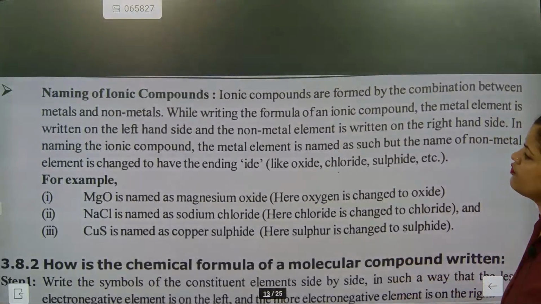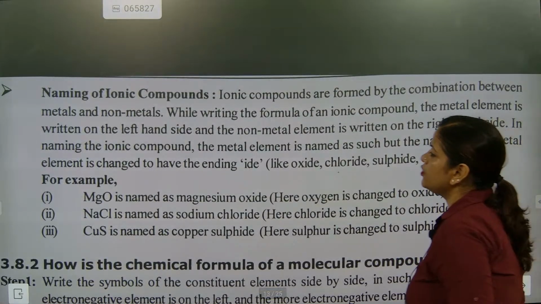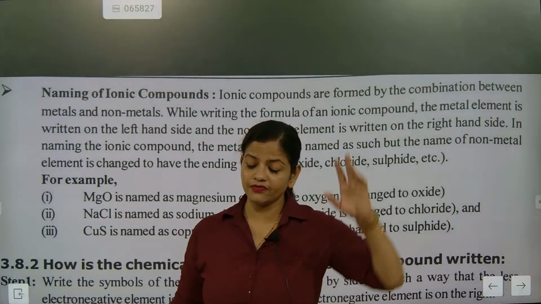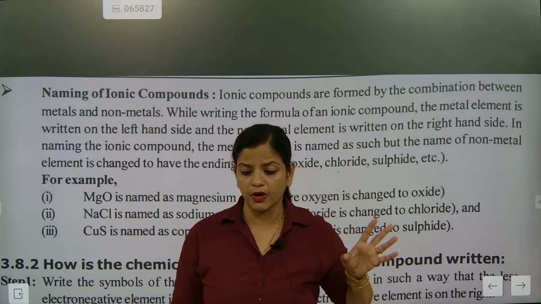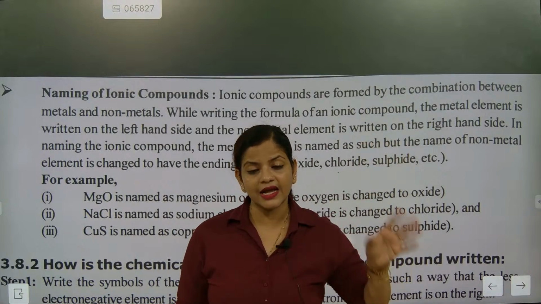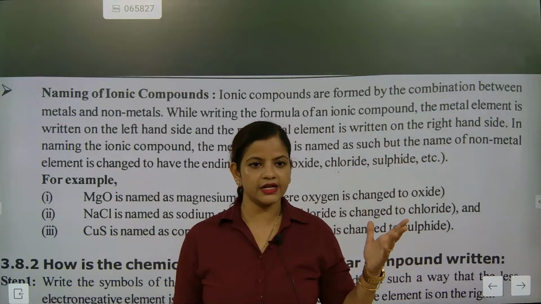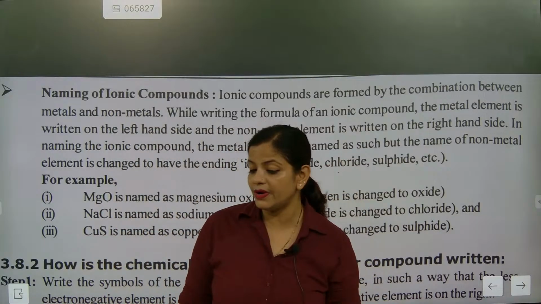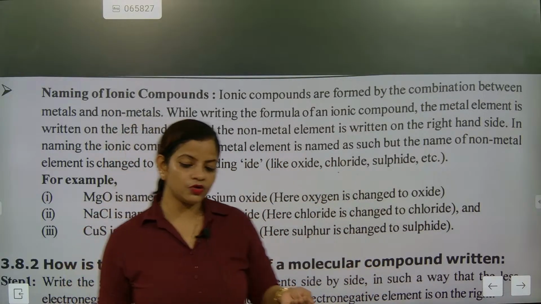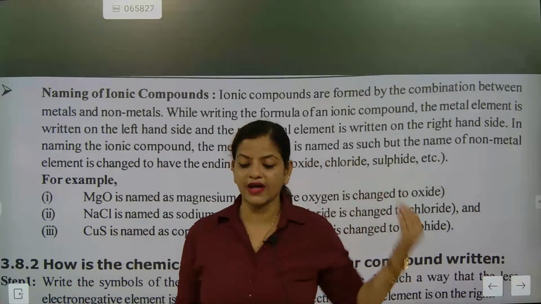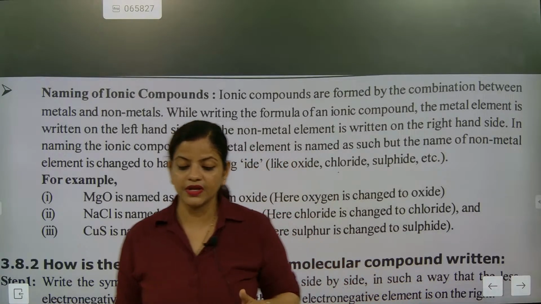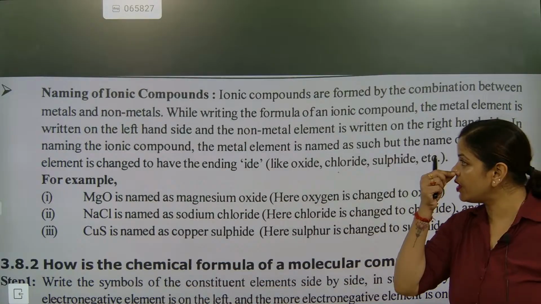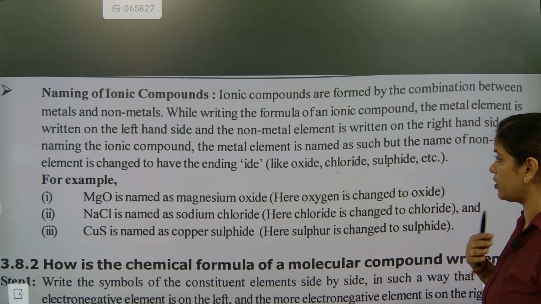Now we are going to go for ionic compounds. Do you know the meaning of ionic compound? First we studied molecular compounds. Molecular compounds are made with non-metals, where we learned how non-metals combine, with one less electronegative and one more electronegative non-metal helping in making those compounds. I hope you have understood. But now we are going to take ionic compounds.